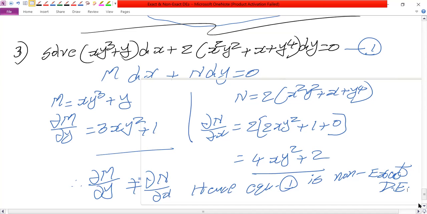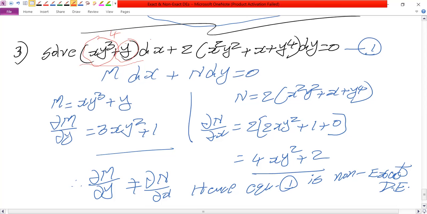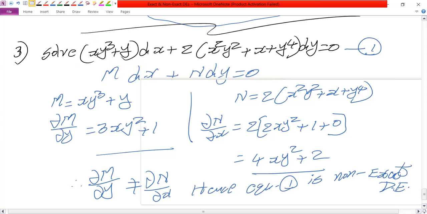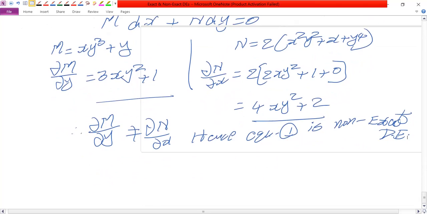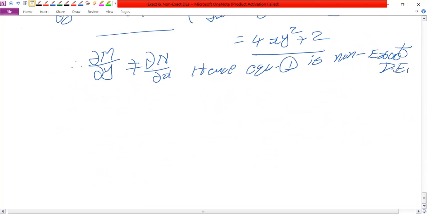For finding that integrating factor, first we have to check whether it is a homogeneous differential equation or not. How many terms are there for dx? 2 terms. What is the sum of powers of x and y in the first term? X power is 1, y power is 3, so the sum is 4. What is the second term? Simply y, with y power 1, so the sum of powers is 1. So the first one is not equal, and clearly it is not a homogeneous DE. So equation 1 is a non-exact DE, and it is not a homogeneous DE.